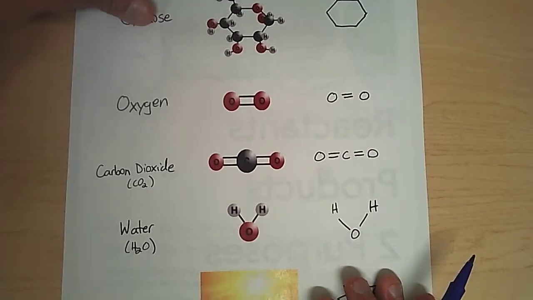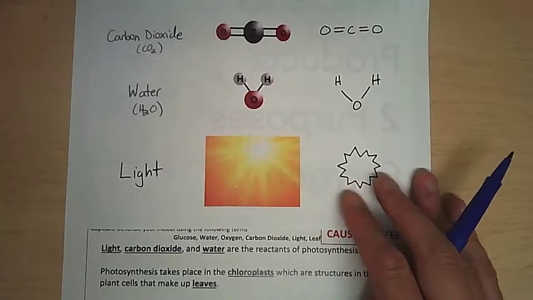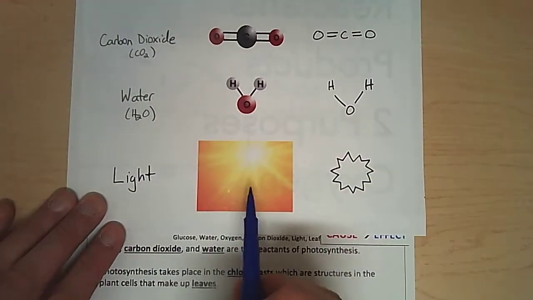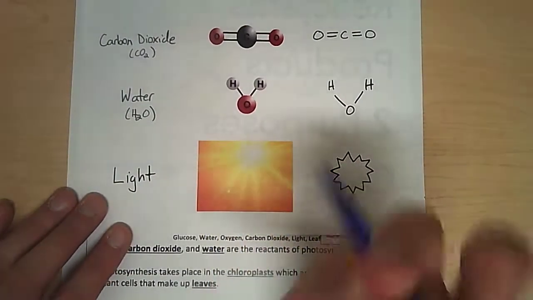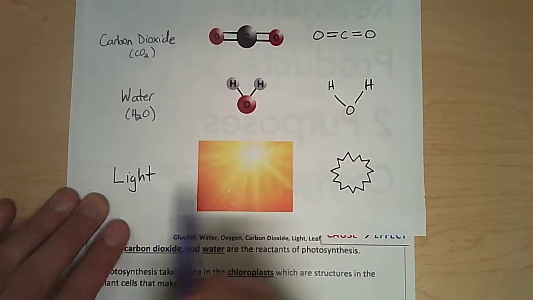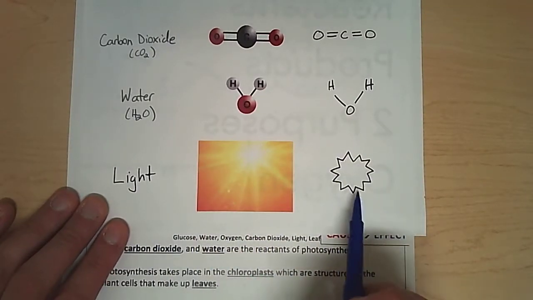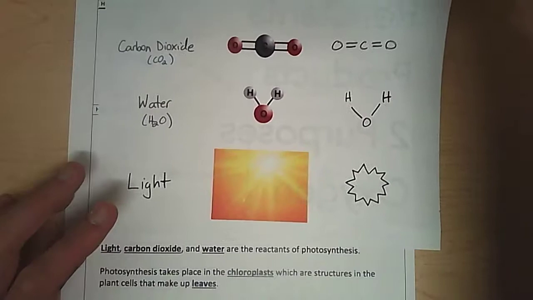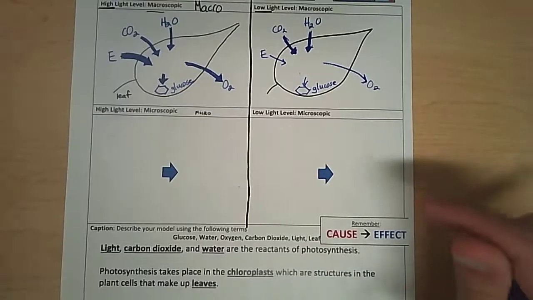Now for light, light's a little tough because light is not matter. It's not mass. It's a type of energy, and it's really elusive. It's not like a thing. So how we could represent light is just these tiny little suns or bursts of light in our model. It's our way of representing what's going down. So we could use that as a reference.